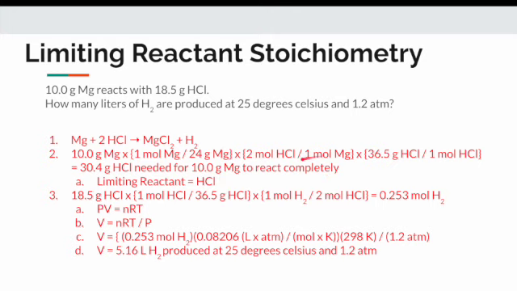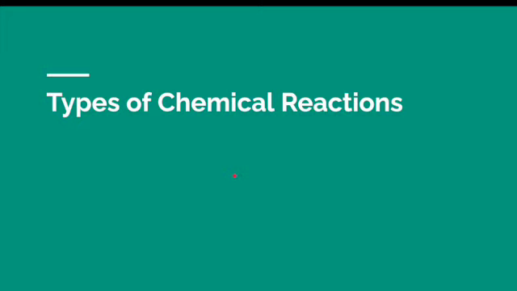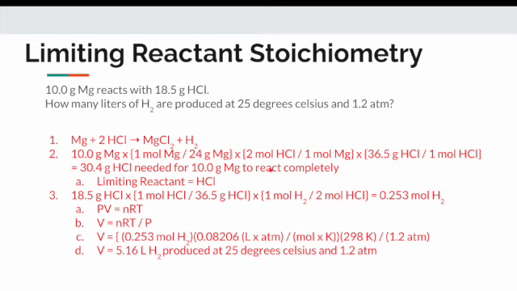So from there, we can cancel out the moles of magnesium, right? And then from there, we're left with the moles of hydrochloric acid that would have been needed to make magnesium react completely. And then from there, we can multiply this by the gram formula mass of hydrochloric acid. That is 36.5 grams of hydrochloric acid per 1 mole of hydrochloric acid. That will yield 30.4 grams of hydrochloric acid that is needed to make 10 grams of magnesium react completely. This means that the limiting reactant in this case is hydrochloric acid.